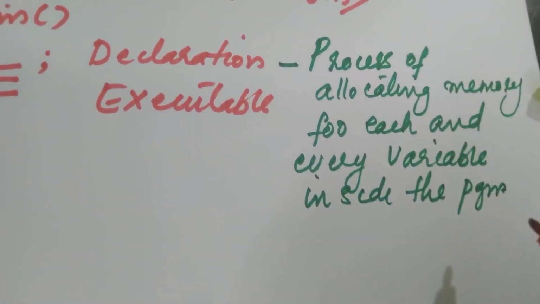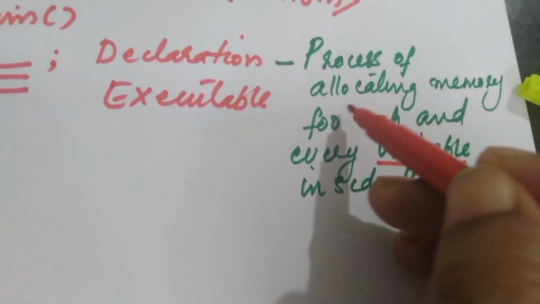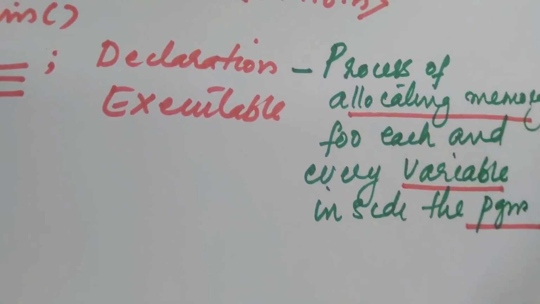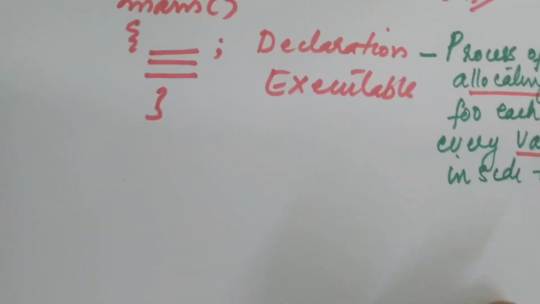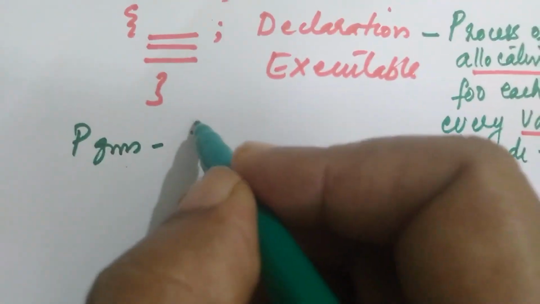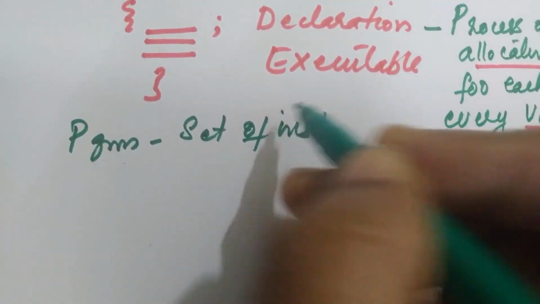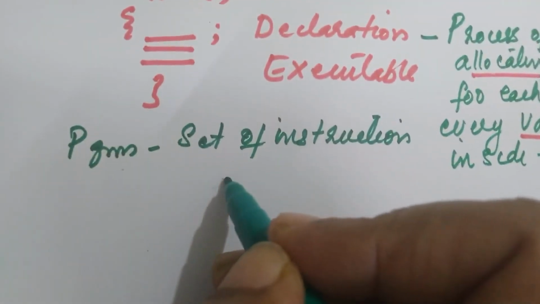So in this definition, we have to see what is a program, what is a variable, and what is the process of allocating memory, or what is the meaning of allocating memory. So let us see what is a program. Program can be defined as a set of instructions in order to perform a particular task. Set of instructions to perform a particular task.